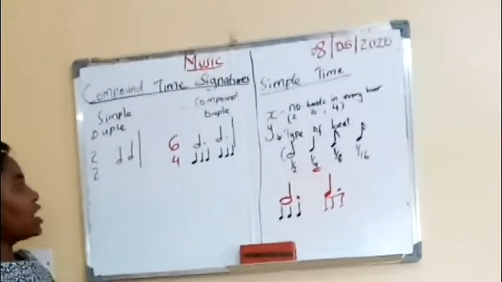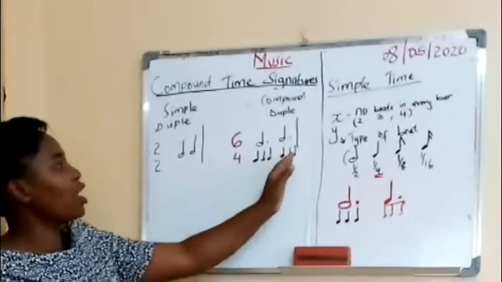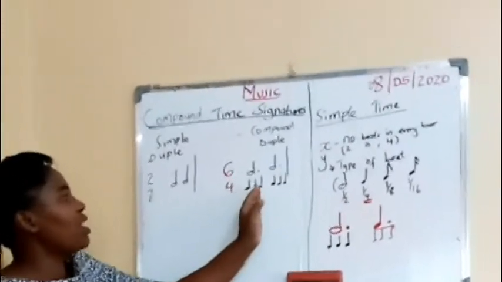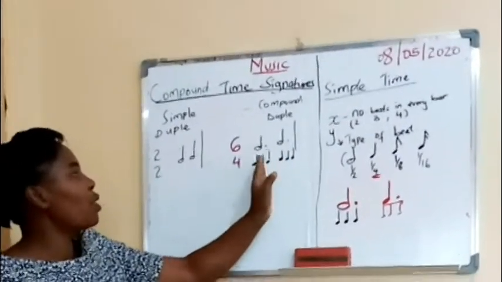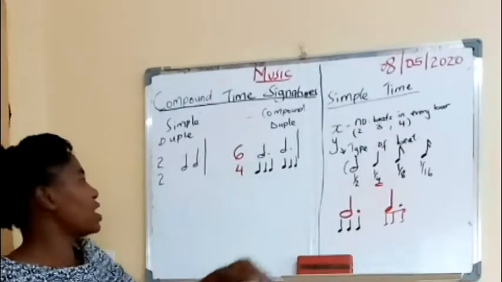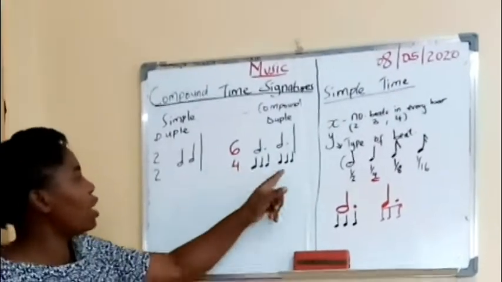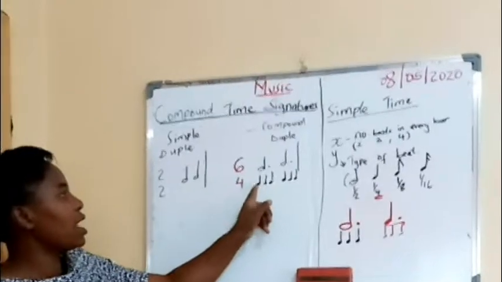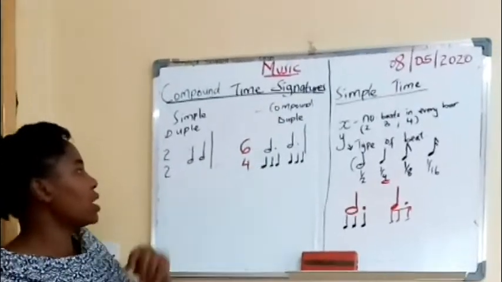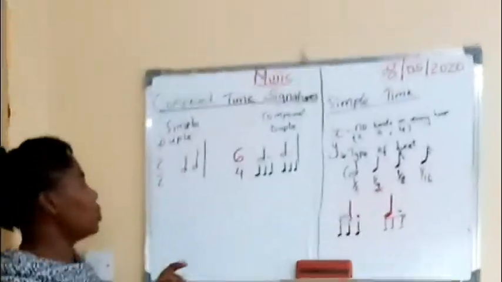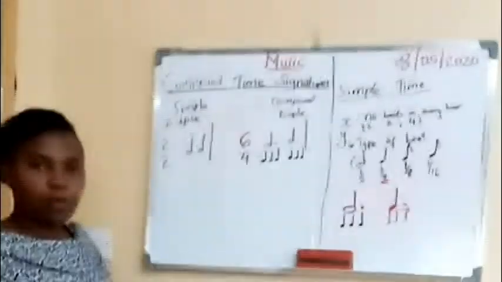In other words, this one is going to divide itself into 3 to make it 6, and the lower note, now you'll take this one to be the crotchet. So 2 changes to be 6 4.